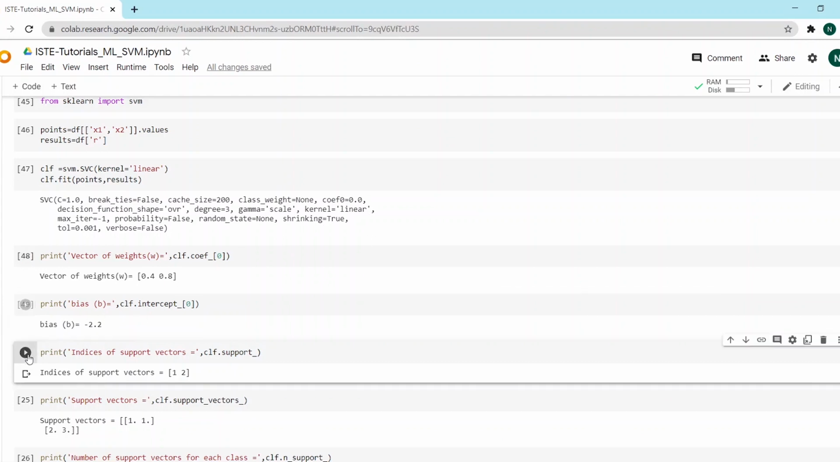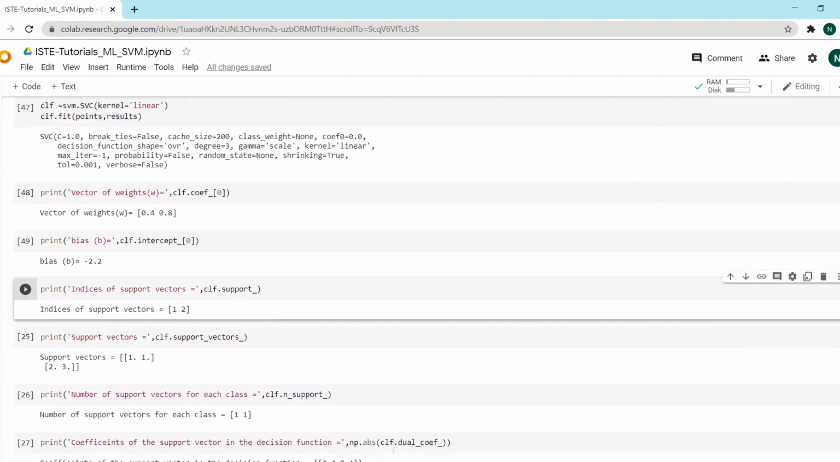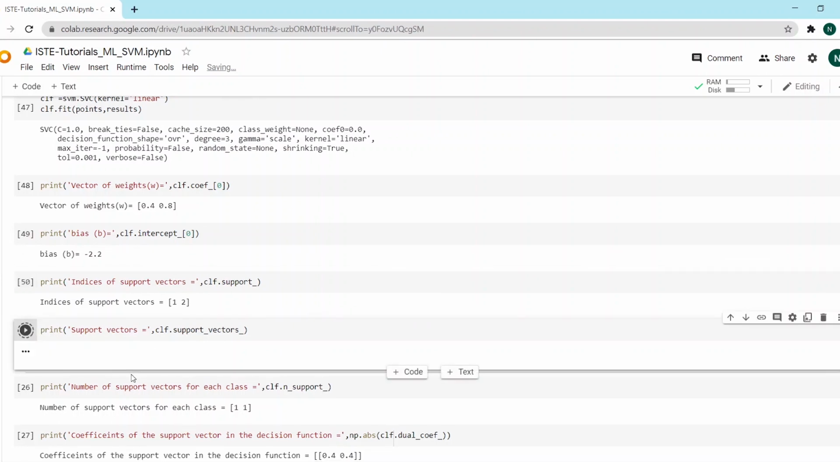Now let's try clf.support_. This will show the indices of the support vectors, and we will have two support vectors, one for each class. If it was an n dimensional thing, then we would have n support vectors, right? There is always one support vector corresponding to each class. So we had only two classes, therefore we got two support vectors. Now if you want to print the support vectors, we can print them. That is the data points associated with the support vectors. We got it, right.